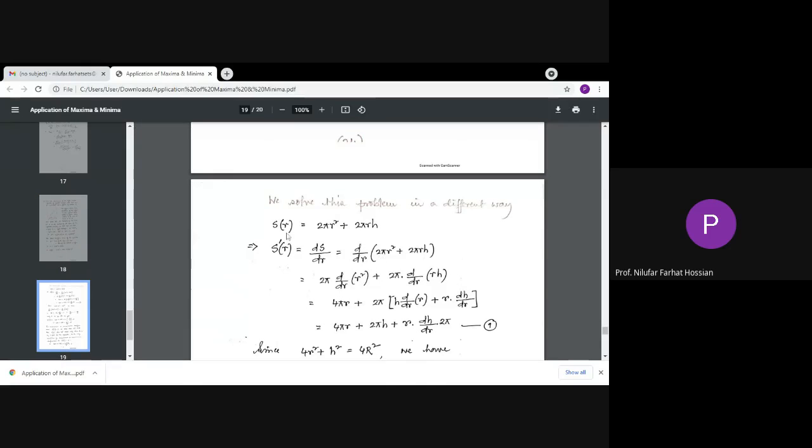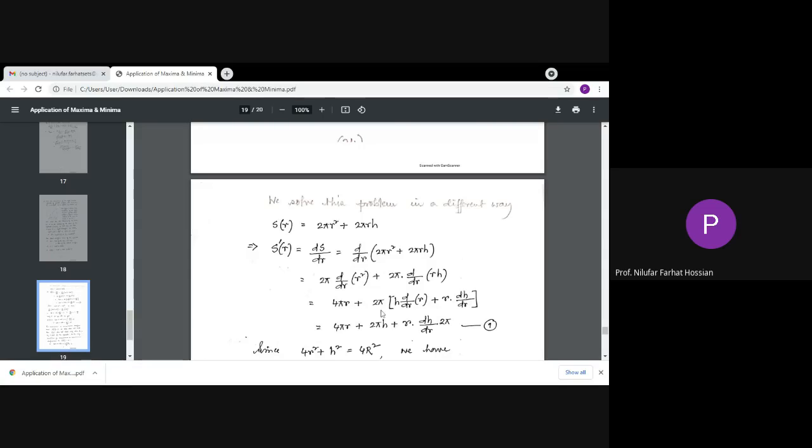So just find the first order differential coefficient of S with respect to r, so d/dr of this whole thing. Separate the terms. 2 pi is a constant, so d/dr of r square, and here again 2 pi is a constant, so d/dr of r into h. Remember, h is a function of r, so it is the product of two functions, one is r and the other is h. d/dr of r square means 2r, and 2r into 2 pi gives you 4 pi r.